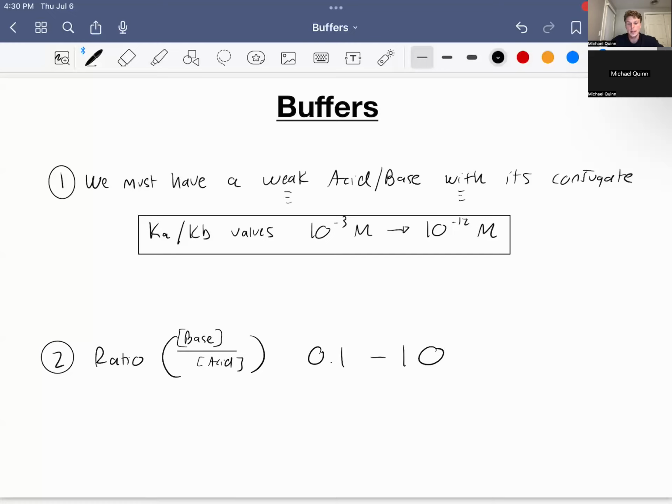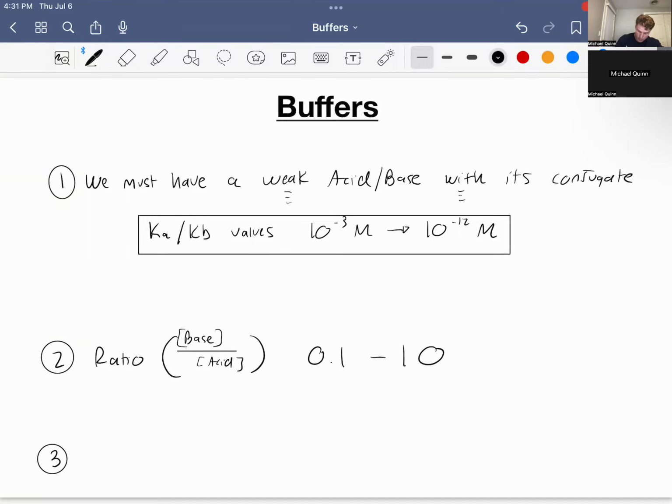So as soon as we get 10 times as much base as we do acid, we are now about to break that buffer. In the same way, if we are now setting up a ratio where the base over the acid gives us a value of 0.1, anything below that number will now break our buffer. So we need a weak acid or a weak base with its conjugate with those Ka or Kb values within that range, 10 to the negative 3 to 10 to the negative 12. And we need a ratio of base to acid, which is in between 0.1 to 10.